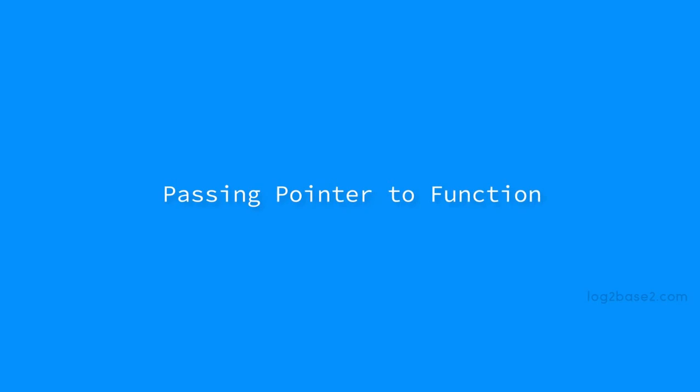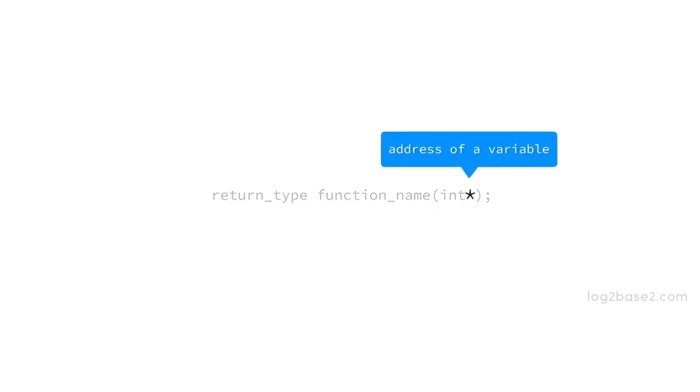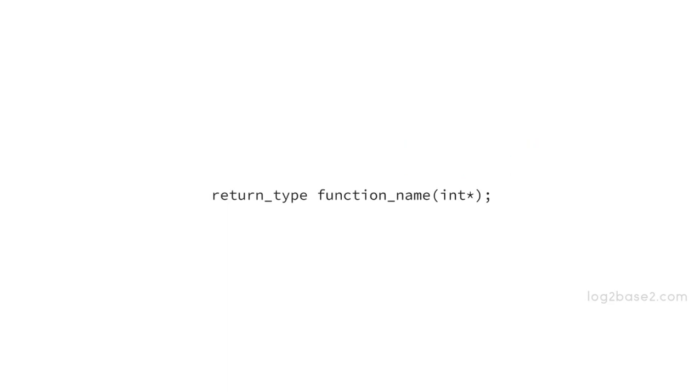Like passing a variable to a function, we can also pass the address of a variable to a function, or we can say we can pass a pointer to a function. So the function declaration for getting an integer variable address is return type followed by function name followed by int star within parenthesis. Here star indicates that the function is getting an address of a variable and not the value of the variable. Now if we need to pass the address of two integer variables, then the function declaration can be like this.